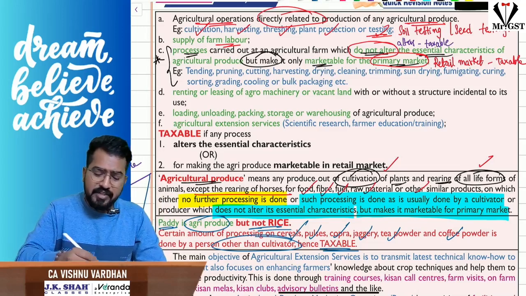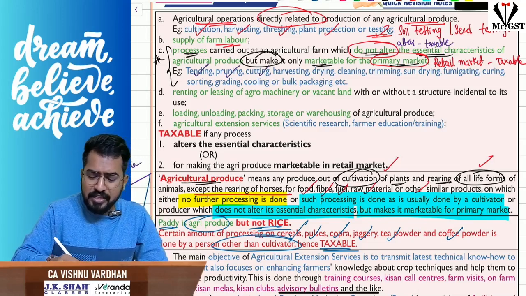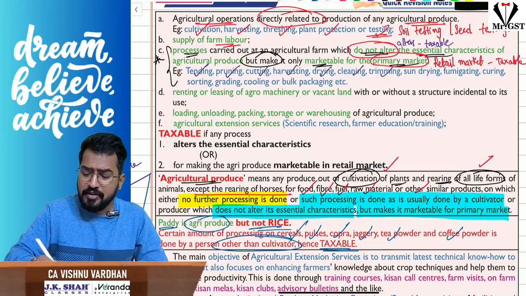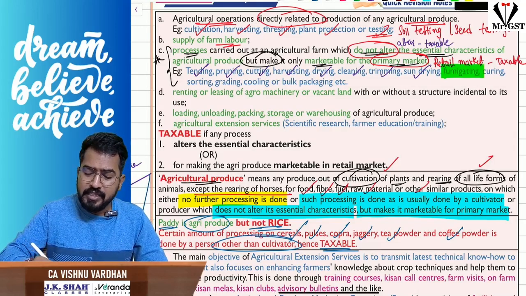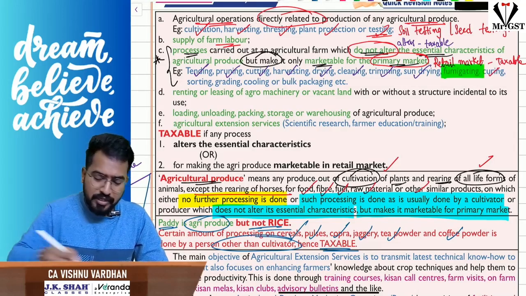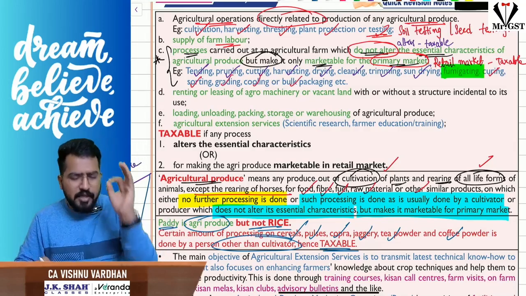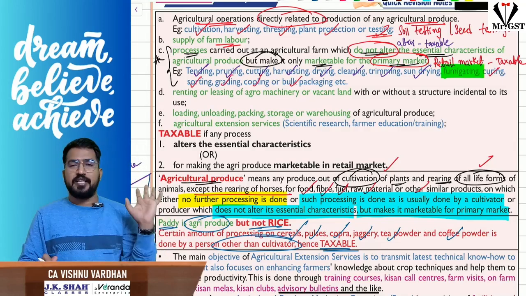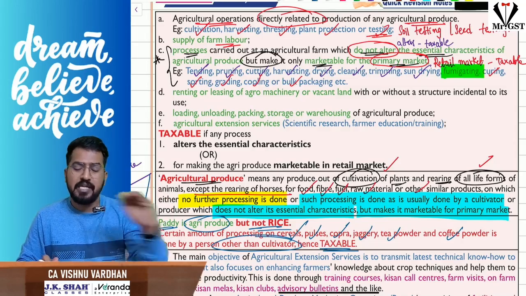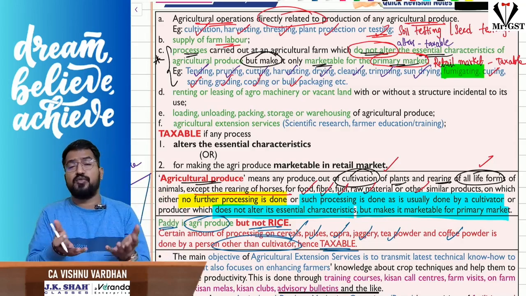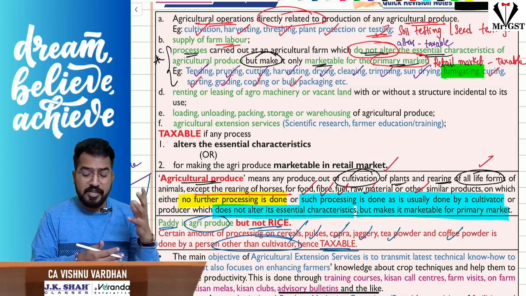So there are activities like tending, pruning, cutting, harvesting, drying, cleaning, trimming, sun drying. Let us mark it important. Fumigating. Next, curing, sorting, grading, cooling, or bulk packing, etc. All these things which do not alter the essential characteristic of agricultural produce are very much exempt under GST.